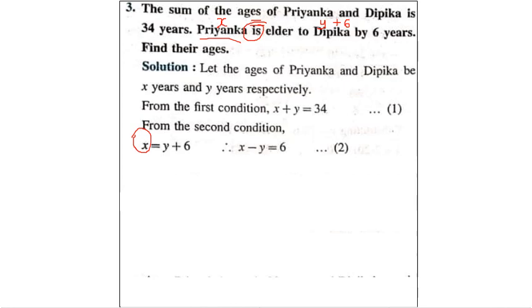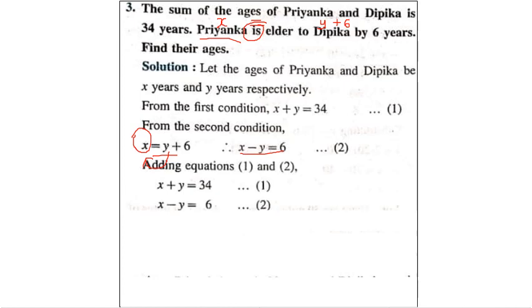Now we have to arrange them in standard form, so y will shift to the LHS and becomes minus y. Now we get the equation as x minus y is equal to 6. Let's number this as equation number 2. Adding equations 1 and 2, what do we get? Plus y minus y gets cancelled.